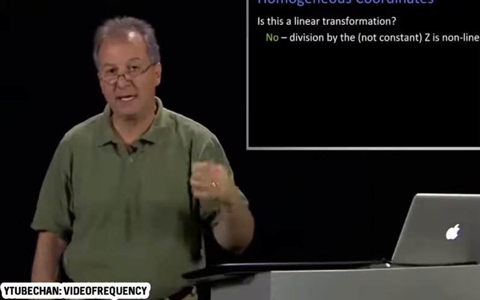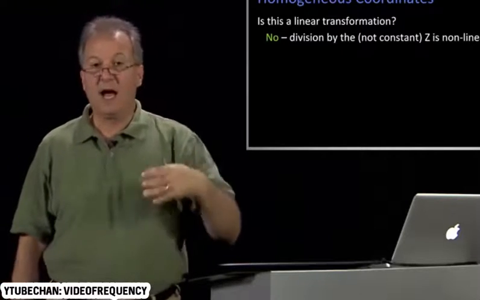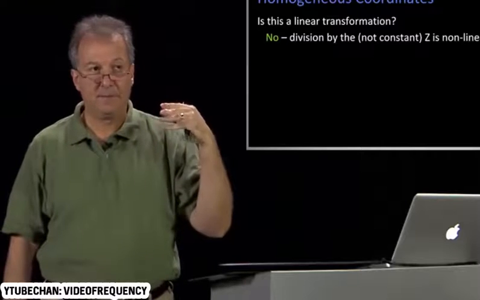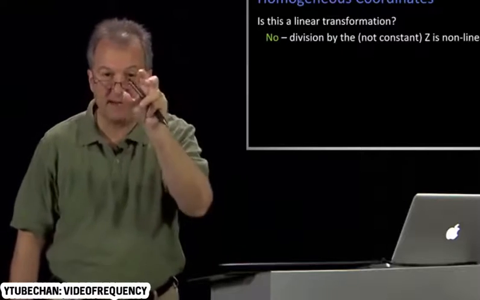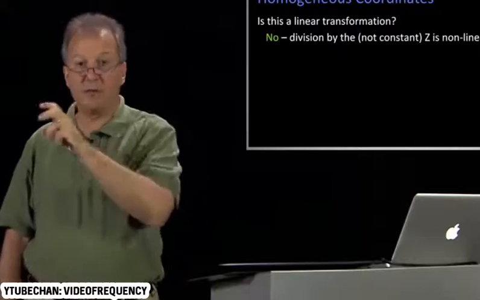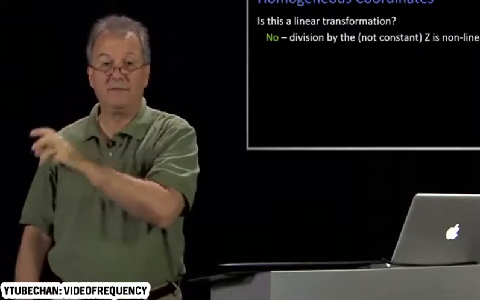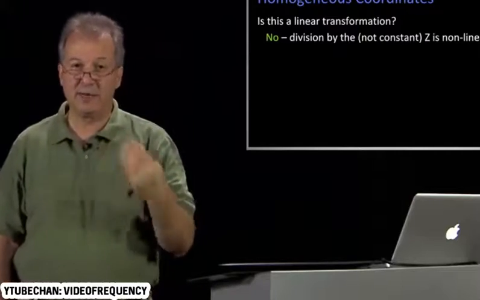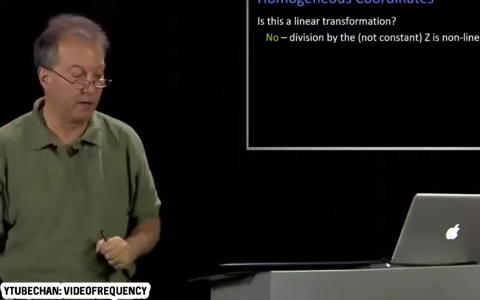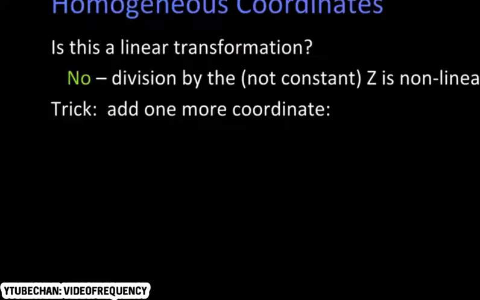But here, I take x, y, and z, and I actually have to pull out that z and divide the x and the y by it. And if I've got another point with x1, y1, z1, I divide by that z. So it's not a linear operation. I have to essentially change what's going on. So what we're going to do is a trick.